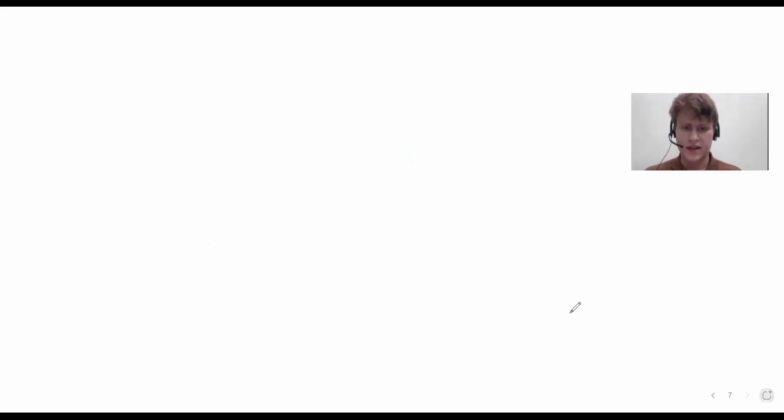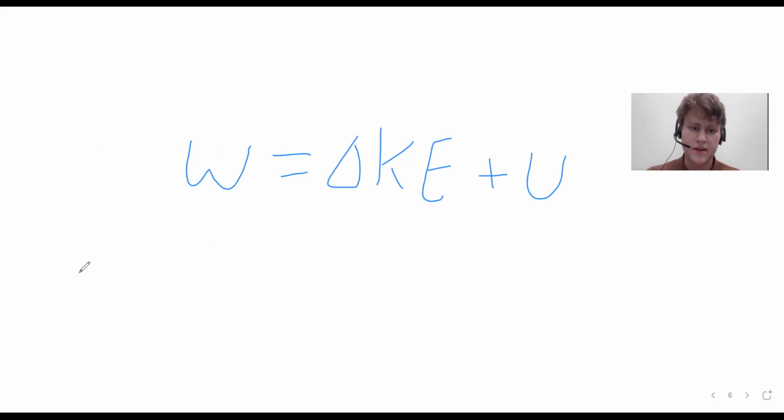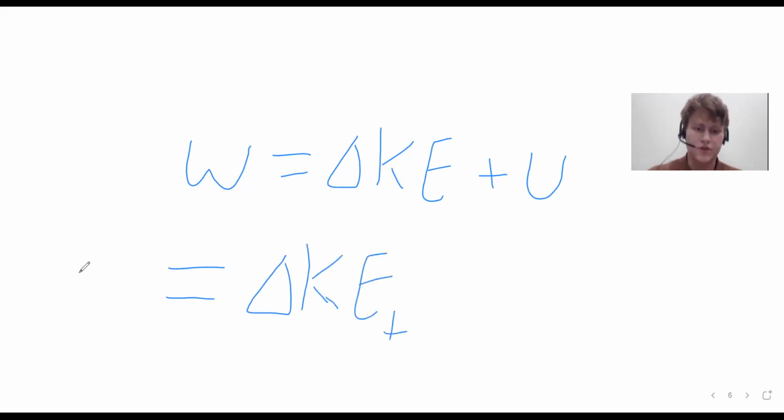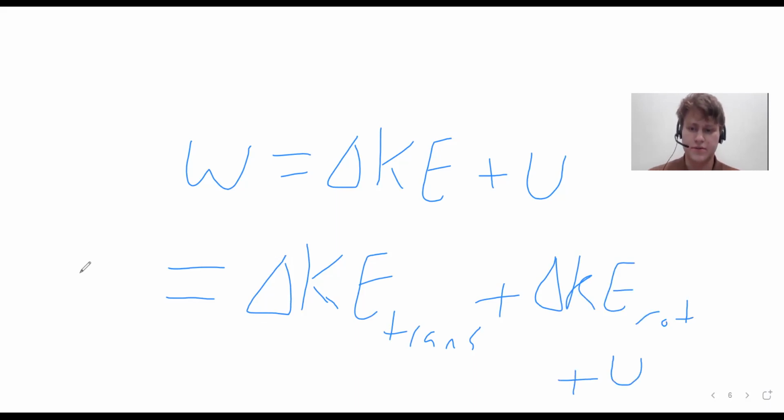So, new slide. Or actually, I think I still have some room back on the previous slide. The total work is thus going to be equal to the change in translational KE plus the change in rotational kinetic energy plus our internal energy here.